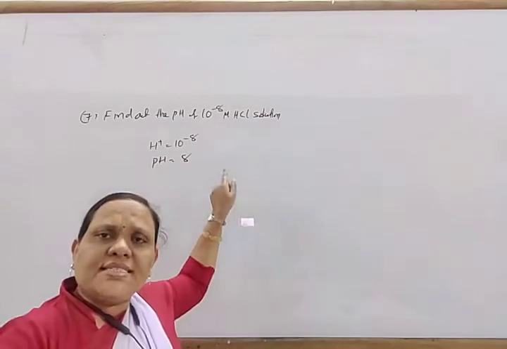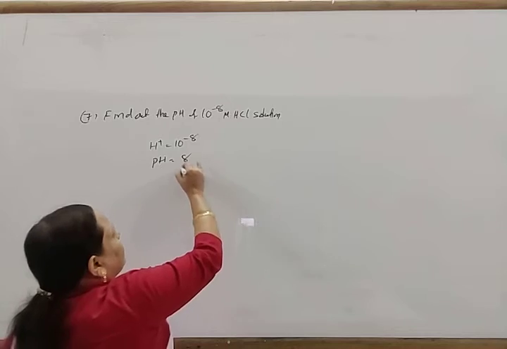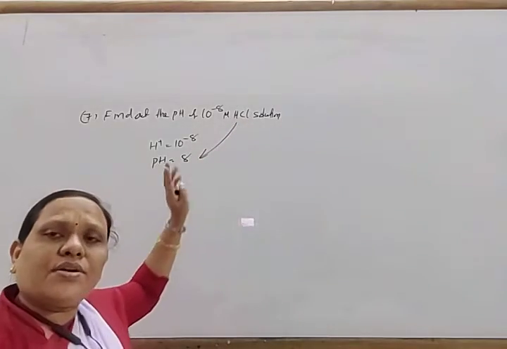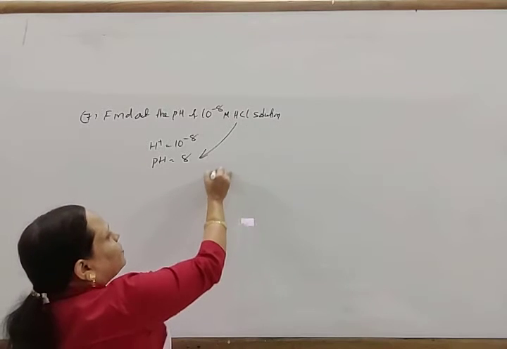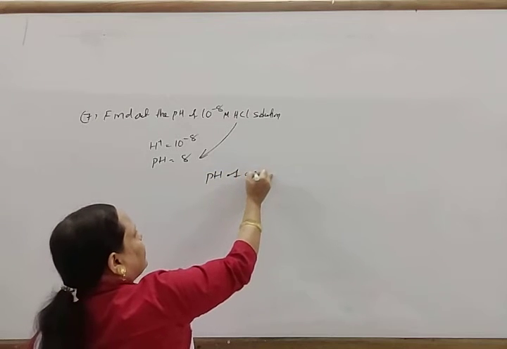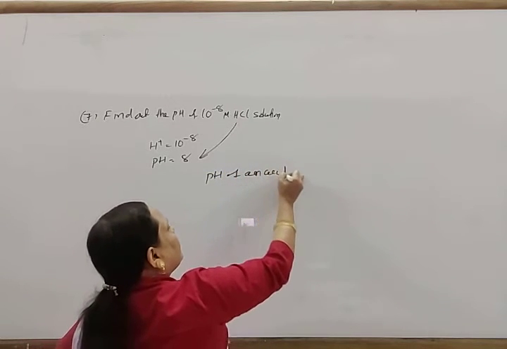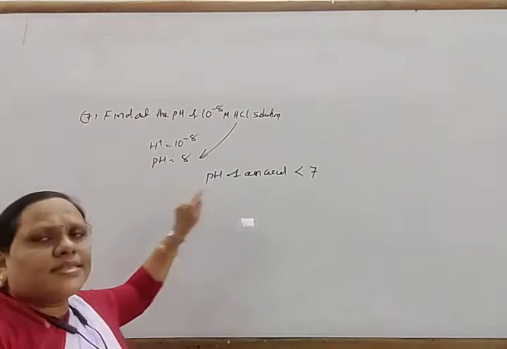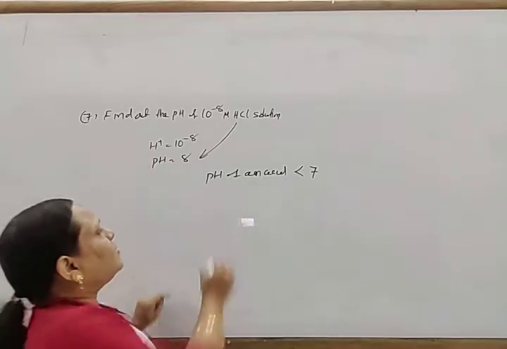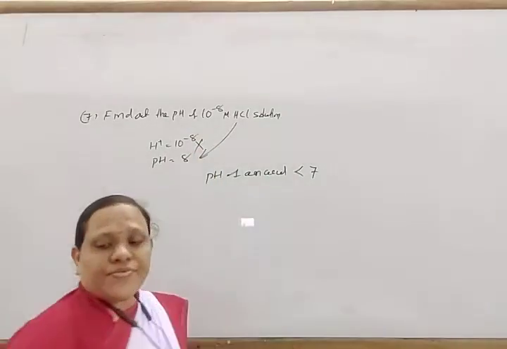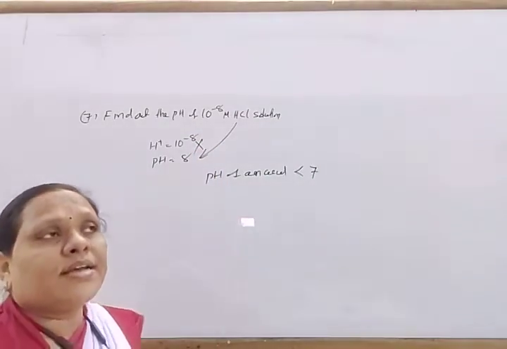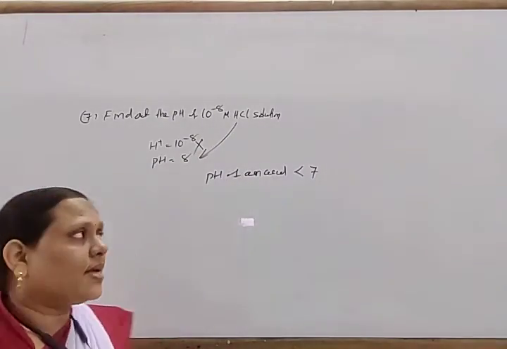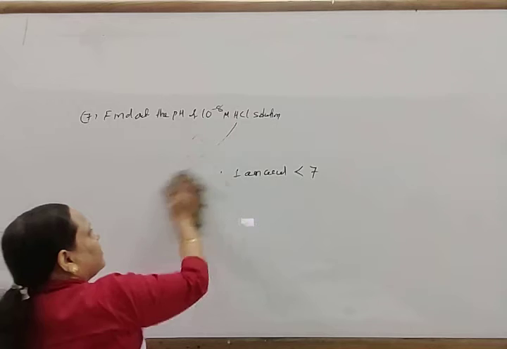But 8 means it is actually basic. So the pH of an acid cannot be 8, more than 8. It is always less than 7. So the pH of an acid is less than 7, which is fine. So this concept is wrong. Then how to find out the pH if this concentration is less than that of the concentration of the H plus ion? So in this way, let us solve this.